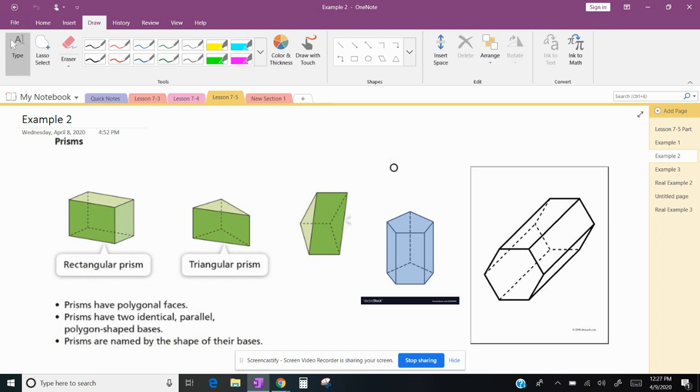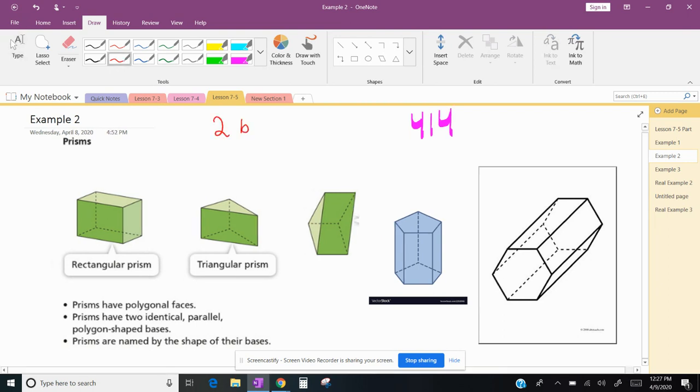So let's look at prisms, because I said that box is a prism. These are examples of prisms. This is also on page 414. Prisms always have 2 bases, a top and a bottom. So if I look at this rectangular prism, it is called a prism because it has 2 bases. It has a top right there, and I'll do the bottom pink, and a bottom.